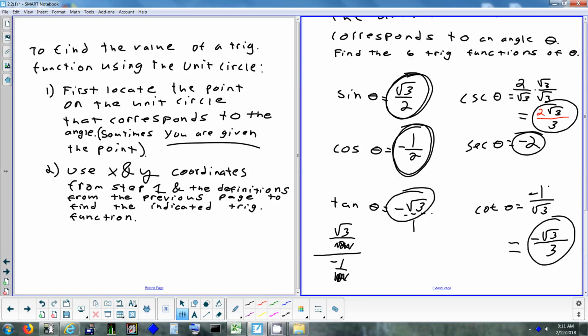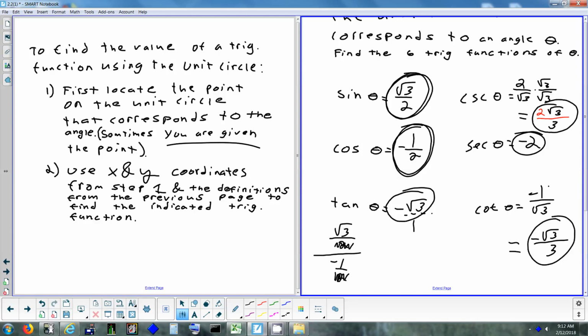So there's the 6 trig functions for the coordinate I gave you. On the test, that would be 6 separate questions. I'm not going to ask you to do all 6 in the same problem. Any questions on that one?